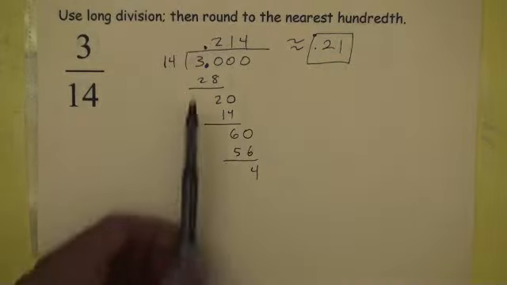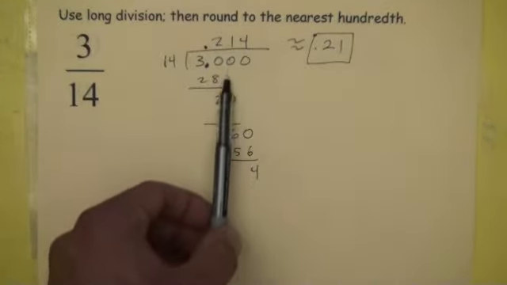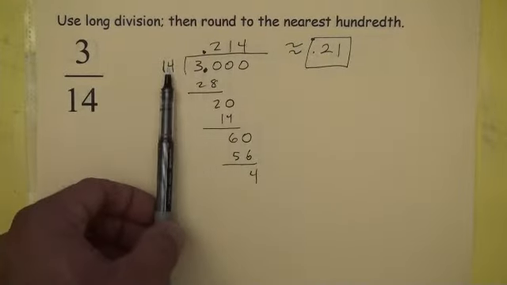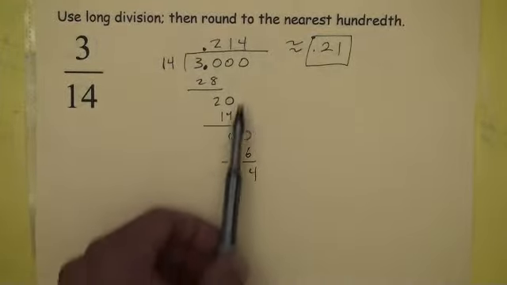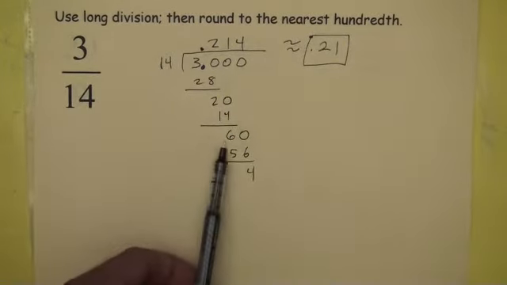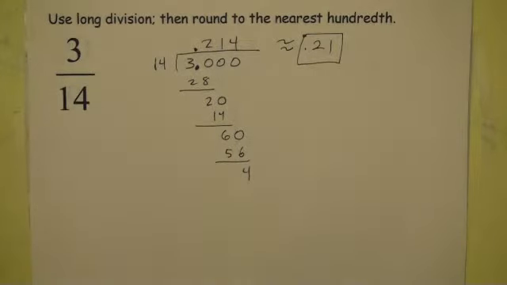So 14 goes into 30 twice. You multiply it down to get 28, subtract to get a 2, bring down this 0. 14 goes into 20 once, times 14, subtract to get 6, bring down the 0. 14 goes into 60 only 4 times. Therefore, this rounds off to 21 100ths.